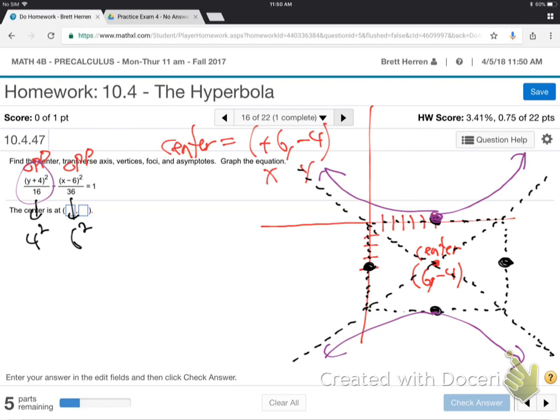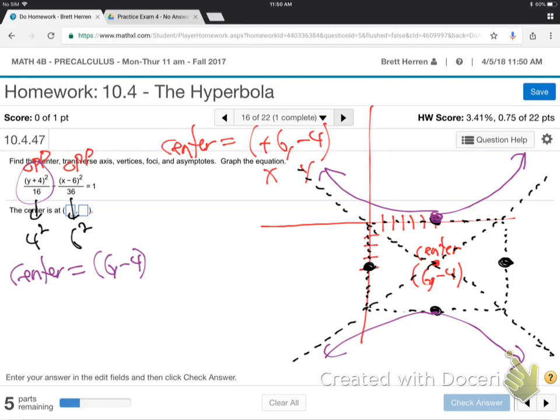Okay, now we're ready to answer all their questions. Let's go through all their questions. They want the center. What are the coordinates of the center? What's right here? 6, negative 4. Just like that. 6, negative 4 is the center.